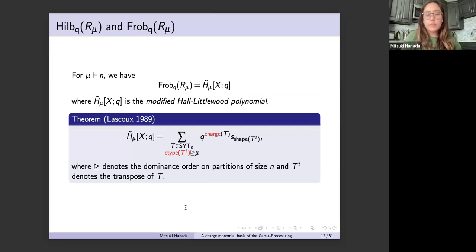But there are a few things in this formula that I haven't actually defined yet, namely what is charge, which I think a few people in the audience are probably familiar with, and what is a C-type condition. I think it's more opaque in terms of what we're talking about. So I'm going to go over both of these components.